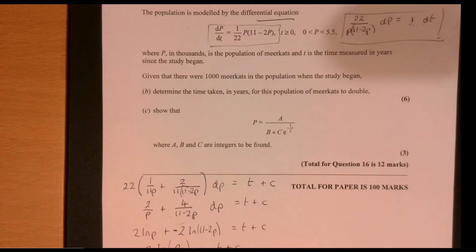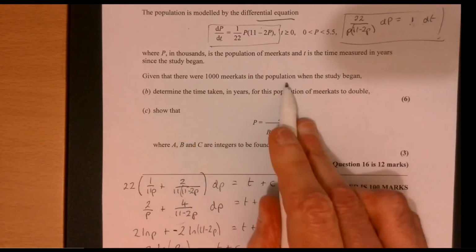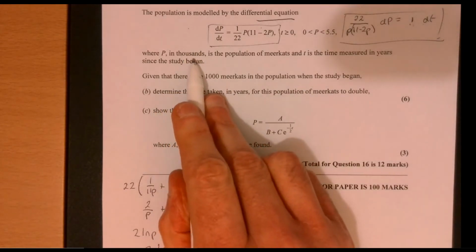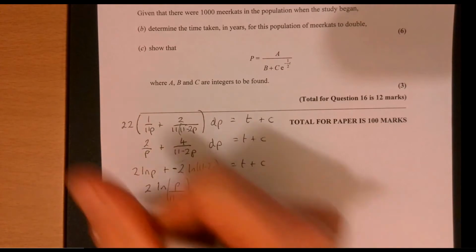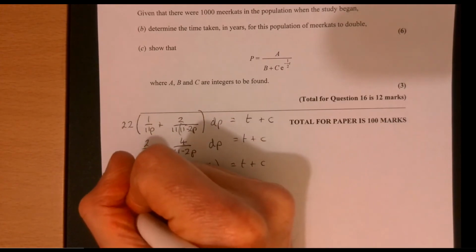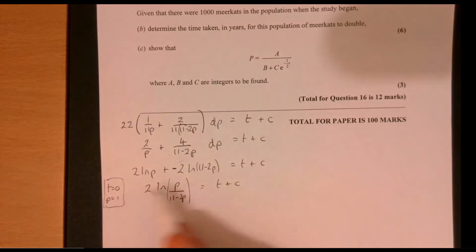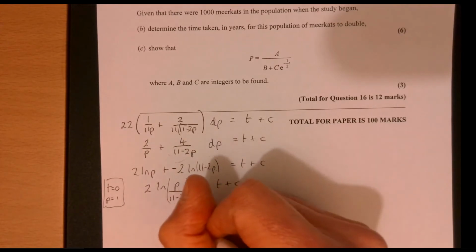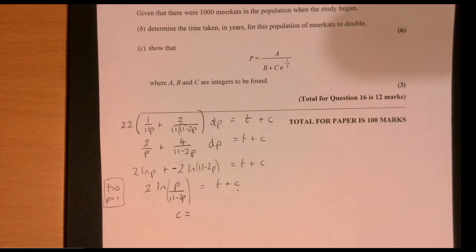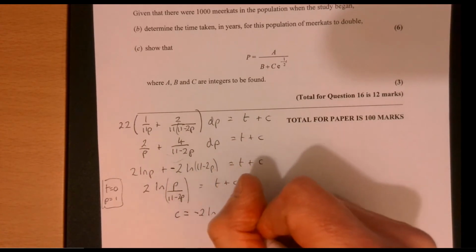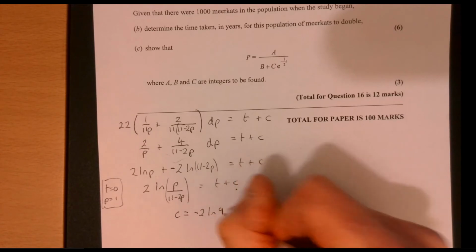Well, we're told in the question that there are 1,000 meerkats in the population when the study began. Remember, it's measured in thousands just there. So in other words, when t is equal to 0, p is equal to 1. So if I substitute these in, I can find out what c is. If I just go and do that, you find out that c is actually equal to minus 2 ln 9.